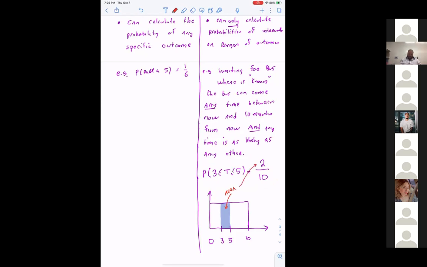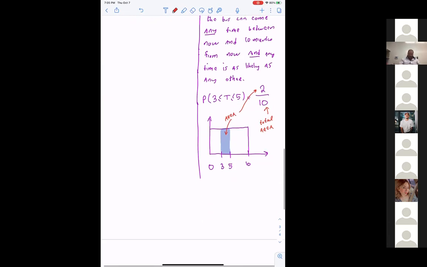This is the area of that divided by the total area. When it comes to continuous models, it's all about the area under the curve. If the area under the curve is 10 and the area that I'm interested in, 3 to 5, is 2, then the probability will be 2 out of 10. The area that I'm looking for divided by the total area. Now, this is great for rectangles or triangles or trapezoids, even circles to some extent.